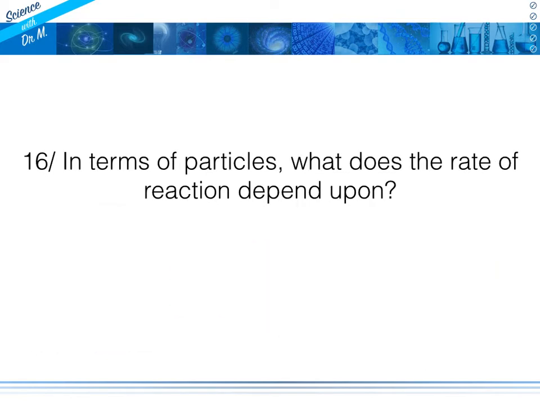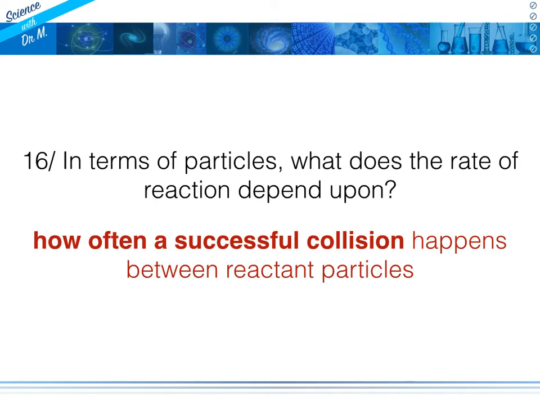Number 16. In terms of particles, what does the rate of reaction depend on? Okay, your answer is how often a successful collision happens between the reactant particles. So we've actually got to get these particles to collide with each other, and things like increasing pressure and concentration cause them to collide more often. But they've not only got to collide, they've got to have a successful collision so that those particles do actually react with each other and form our new compounds, our products.